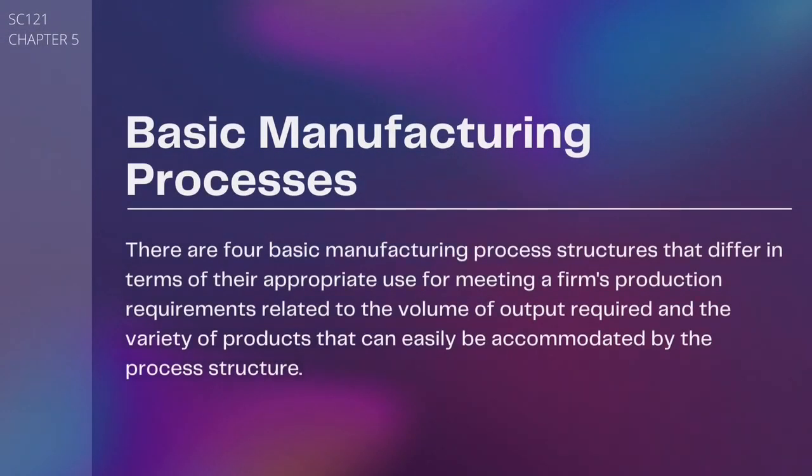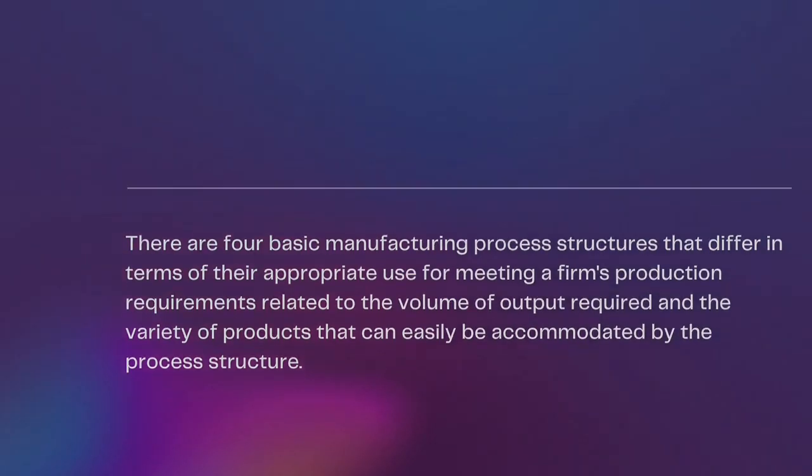Basic manufacturing processes. There are four basic manufacturing process structures that differ in terms of their appropriate use for meeting a firm's production requirements, related to the volume of output required and the variety of products that can easily be accommodated by the process structure.